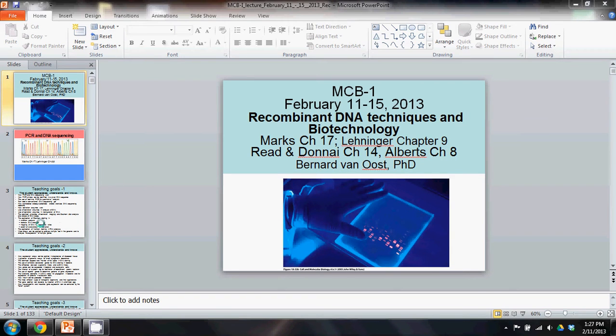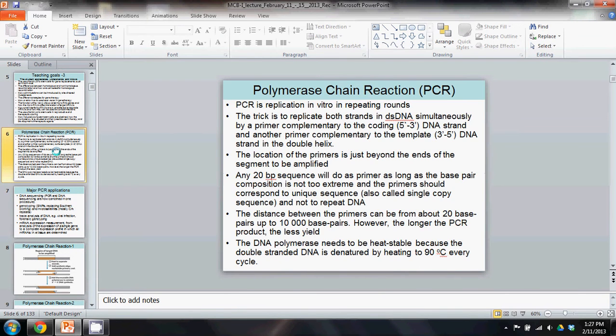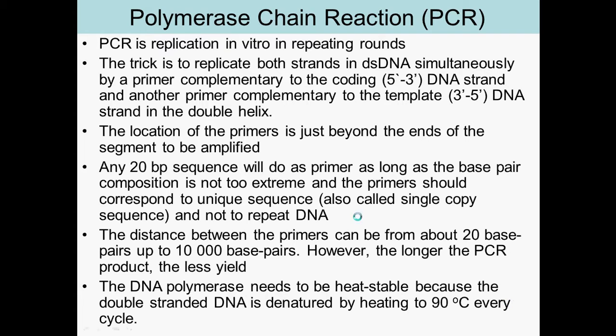Alright, in this segment, we're just going to talk about PCR and how that works. So here we see PCR is replication in vitro, so in a test tube, in repeating rounds. So it's going to be a lot of cycles. We'll see in the pictures. The trick here in PCR is to replicate both strands of the double-stranded DNA at the same time, so you can focus in on one specific sequence or segment of the DNA you're looking at.